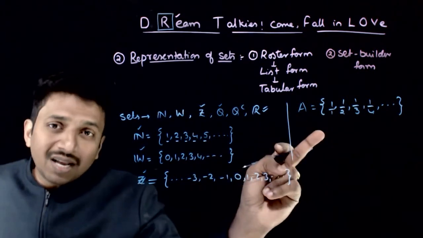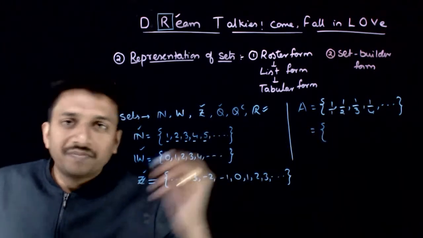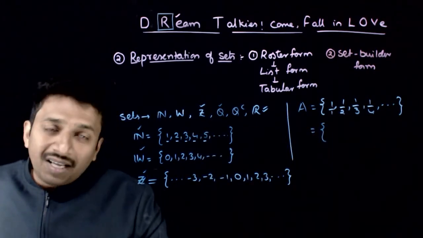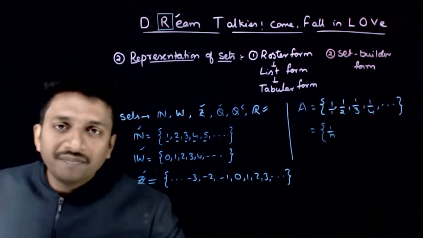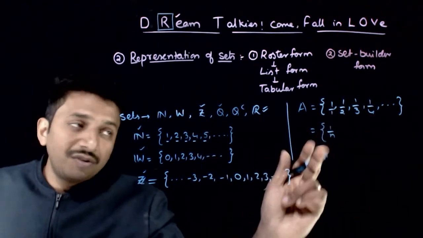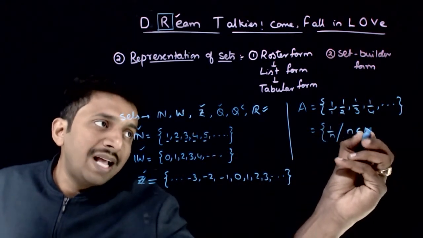Now this set can be represented in another way. This set can be represented like this: this set contains numbers of the form 1 by n such that n belongs to natural numbers.